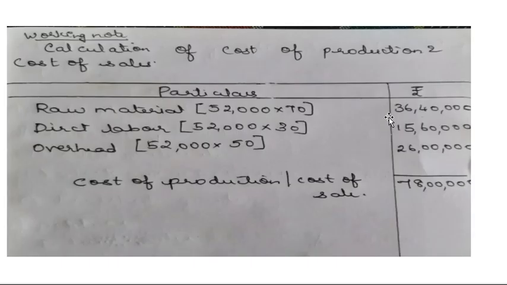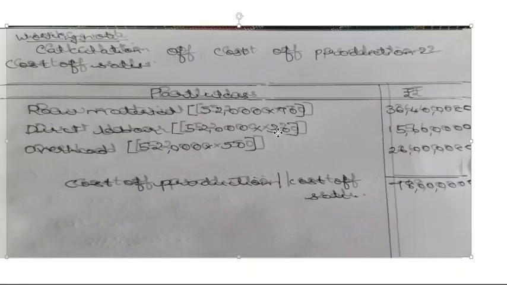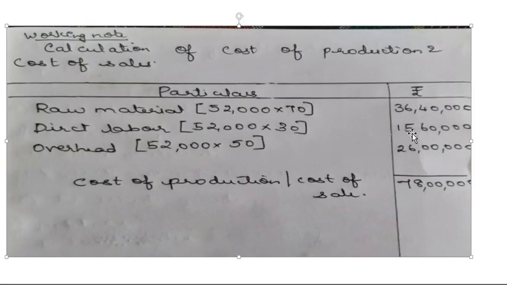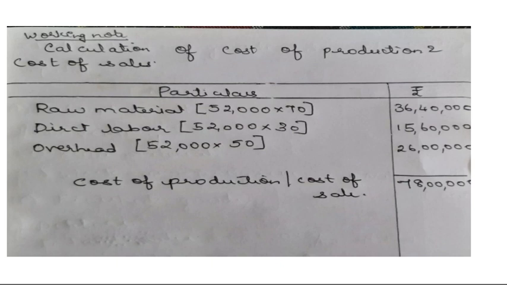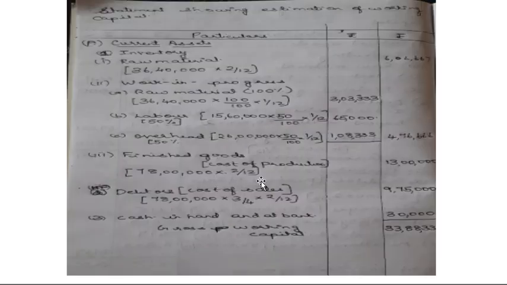See the total overhead. This total amount I have taken everywhere while calculating the raw material, labor and overhead. All the three I have taken the total amount, 26 lakh into 50% into 1 by 12. Total this and write in the outer column. After that finished goods. Finished goods are valued at cost of production. So you have calculated here cost of production. It is 78 lakh. So go here, 78 lakh into 2 by 12, you will get 13 lakh.